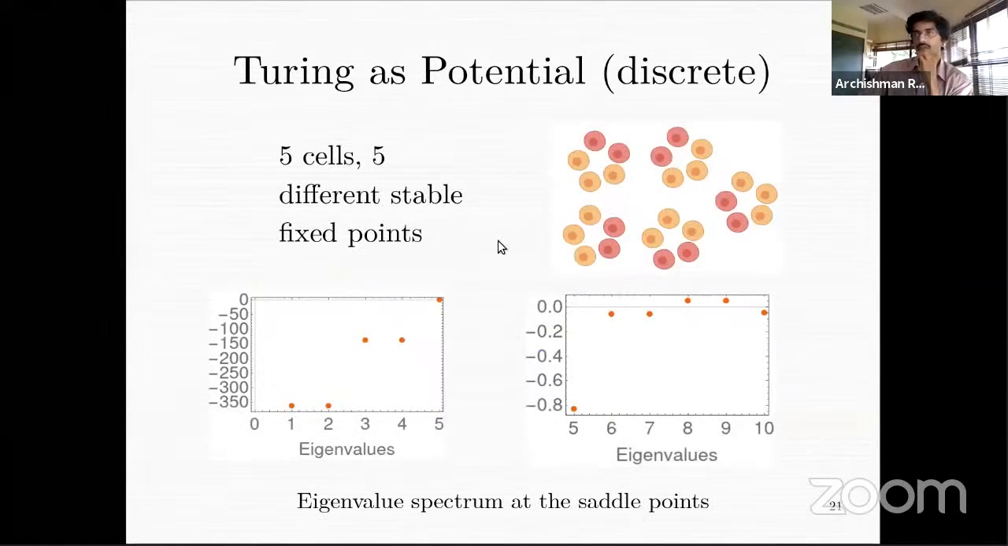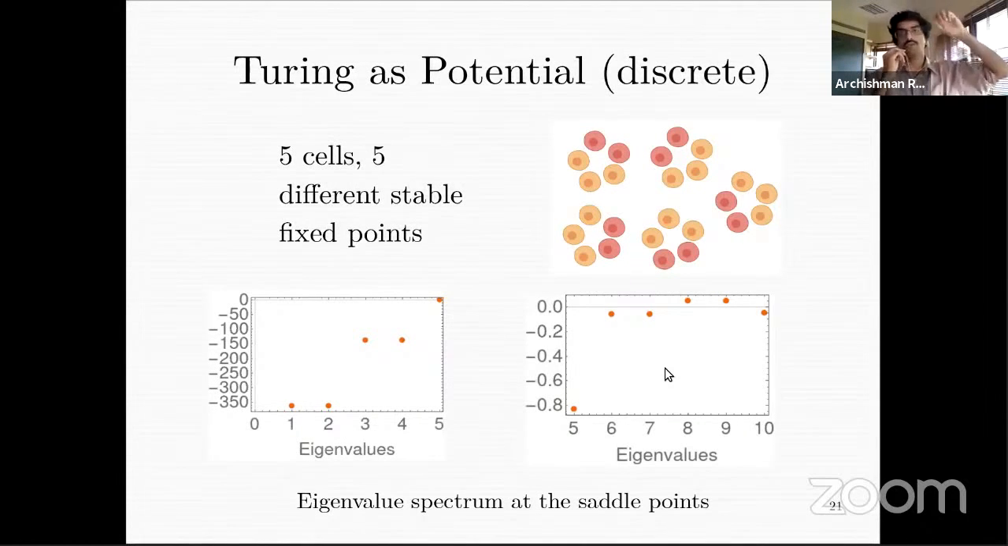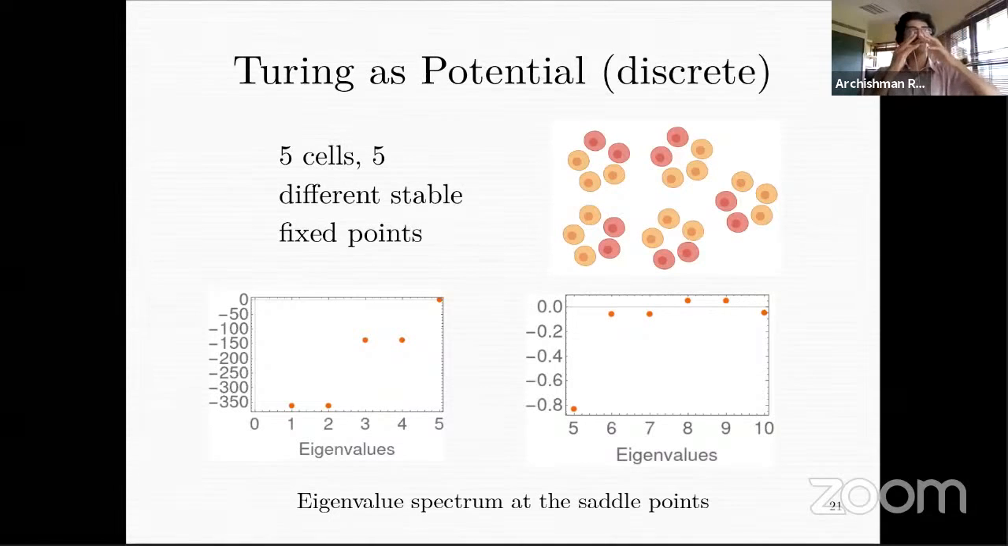Now you can look at 5 cells with 5 different stable fixed points. Again, they're just permutations of which cells are high and which are low. You can look at the linearization around the homogeneous saddle, where all the cells have the same activator and inhibitor variables. It turns out the eigenvalue spectrum has only very few unstable eigenvalues, in this case 2, and most are stable. So the unstable manifold of this homogeneous fixed point, which leads you to the pattern state, is quite low dimensional. Even though this is a 10-dimensional system in the discrete case, the unstable manifold is the relevant dynamics.